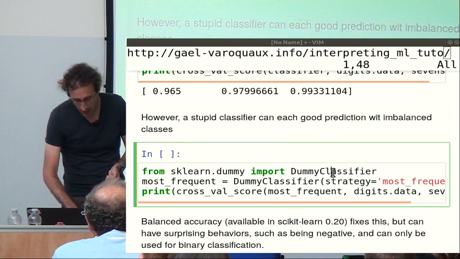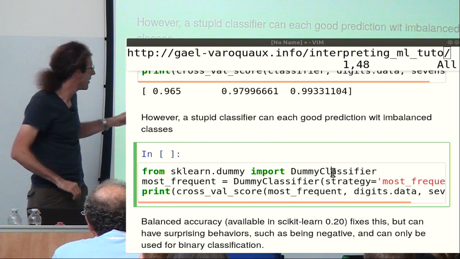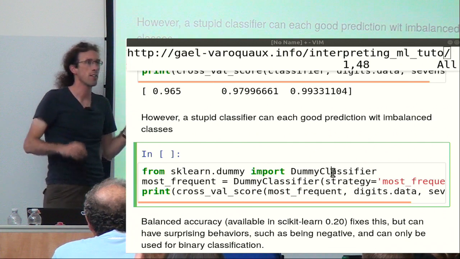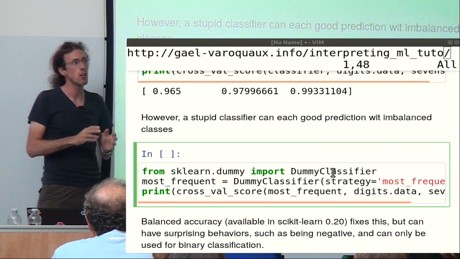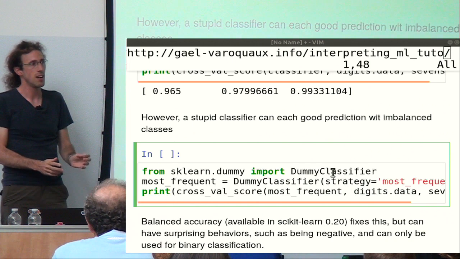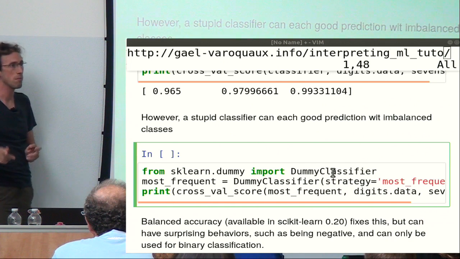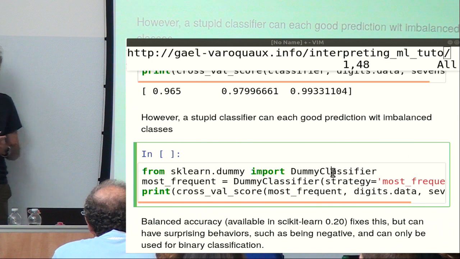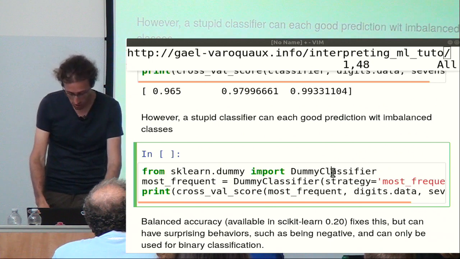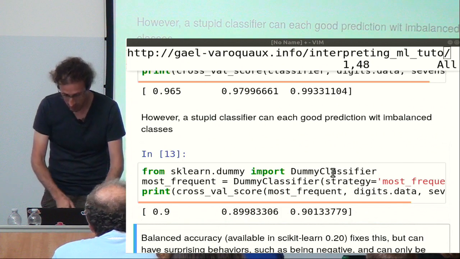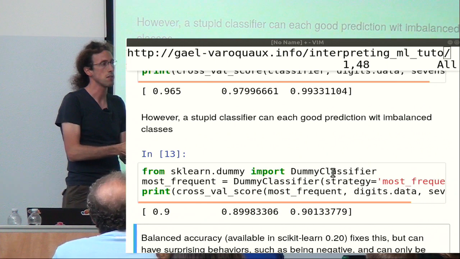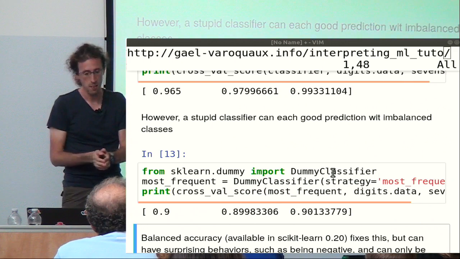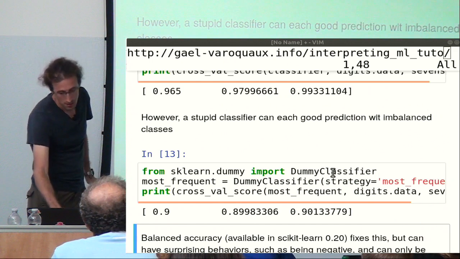Now, in scikit-learn, we have what we call a dummy classifier. The definition of the dummy classifier in scikit-learn is that it doesn't look at the data x. It might look at the target y, but not at the data. So it's not learning any link between x and y. And so I can use the dummy classifier, and I can tell it to predict the most frequent output, the most frequent y.